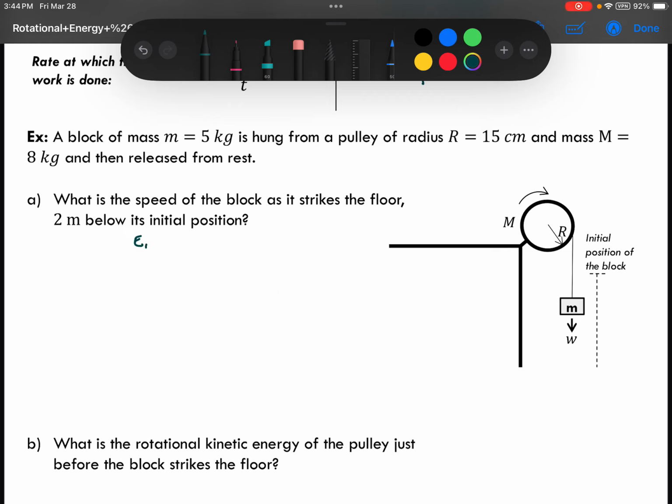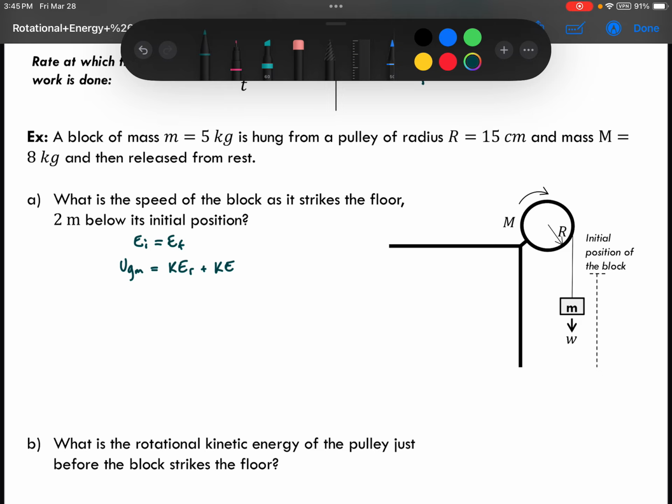Much like our previous example, the initial energy is equal to the final energy. At this initial moment, it's at rest, so we only have gravitational potential energy of little m, the block itself. Just before the collision with the floor, we have rotational and translational kinetic energy. The pulley is rotating, so we'll have KE rotational, plus the mass is translating downward, so KE for the mass.